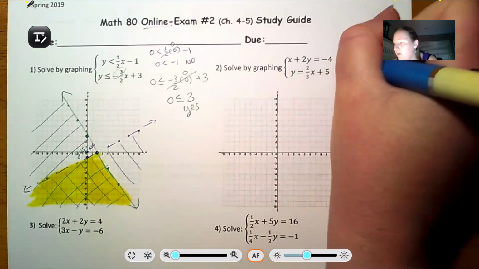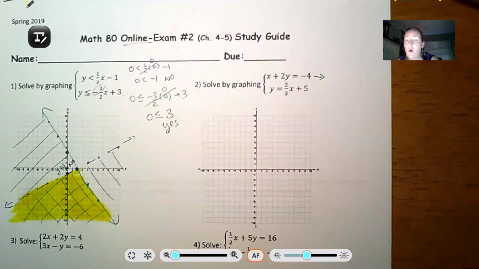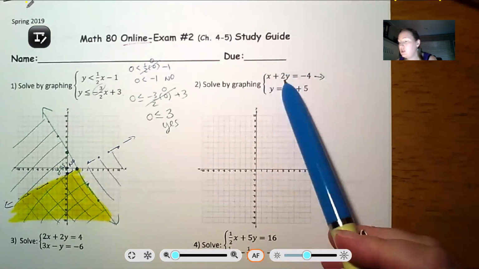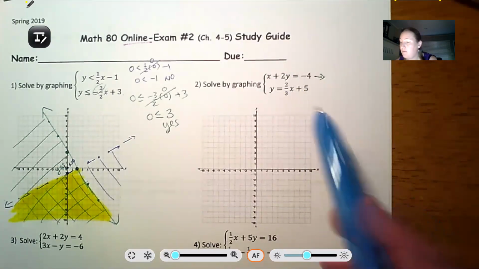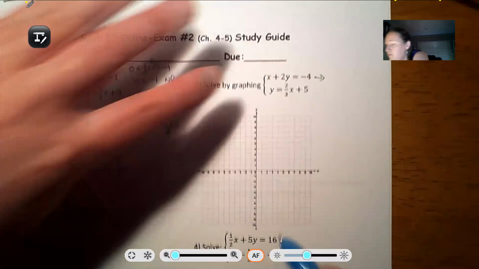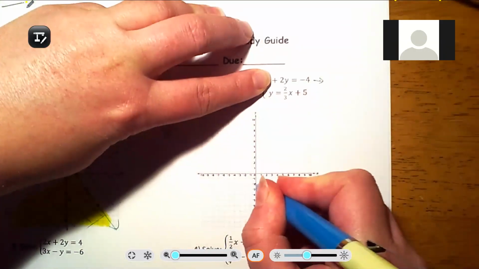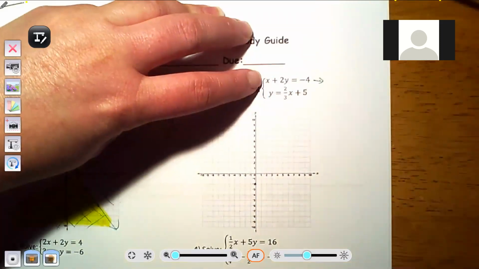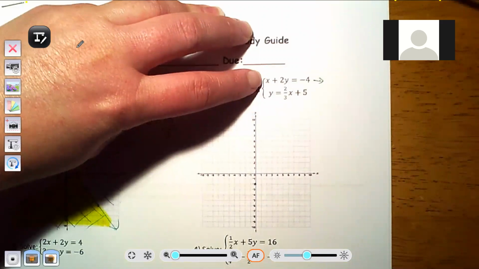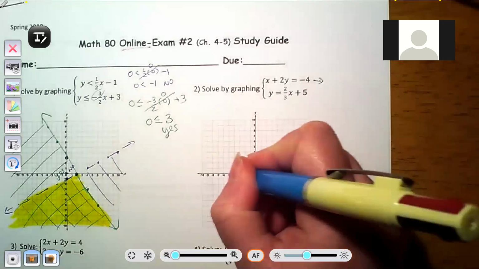Number 2 is solving by graphing. So we'd want to rewrite this top one in y equals mx plus b form to help us graph. Or this one, because 1 and 2 go into 4 evenly, you could use the intercept method. So if x is 0, then y would be -2. And if y is 0, x would be -4.